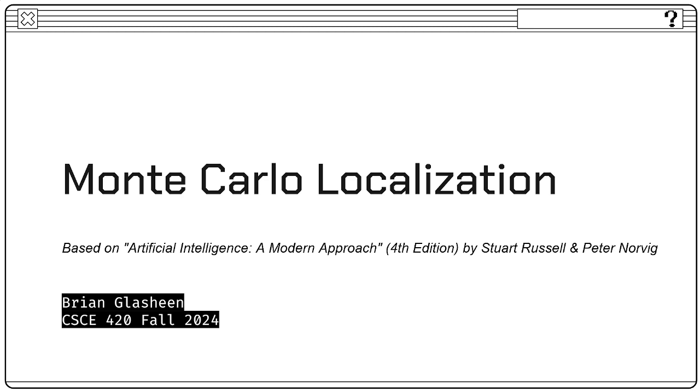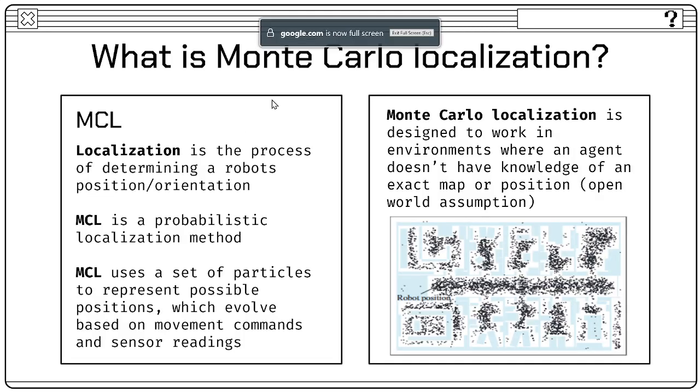All right, I'm doing Monte Carlo localization. So localization is the process of determining a robot's position or orientation in an environment. Monte Carlo localization is a probabilistic method to do that, which uses a set of particles that represent possible positions, and then over time, based on movement commands from a robot and sensor readings, those position particles are updated.